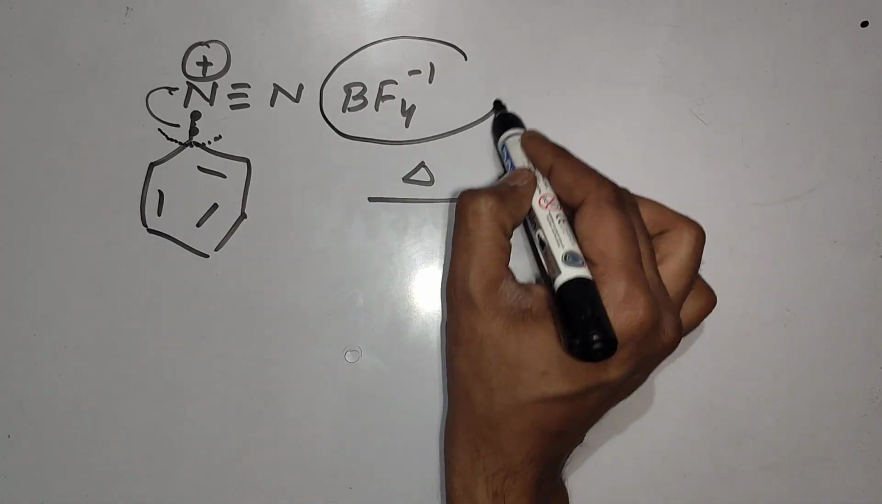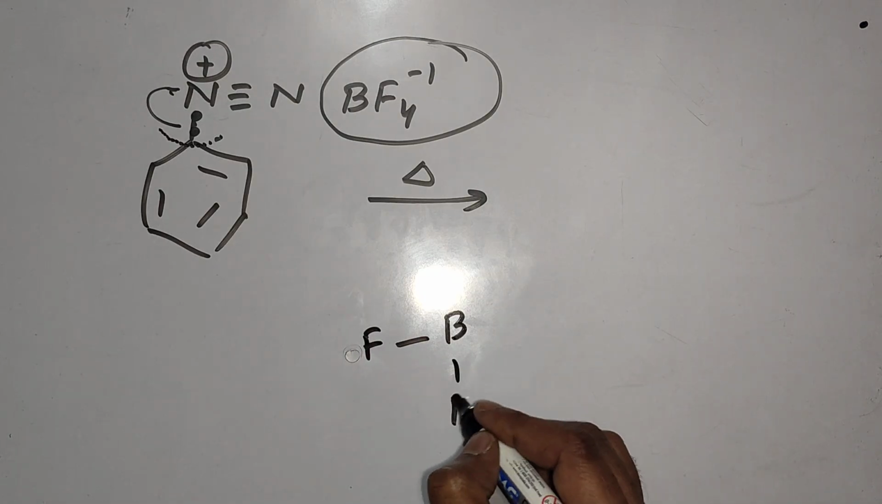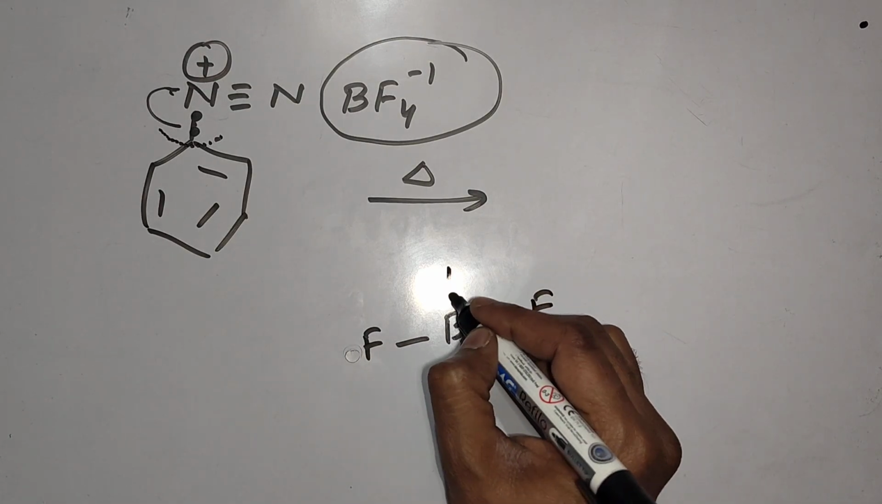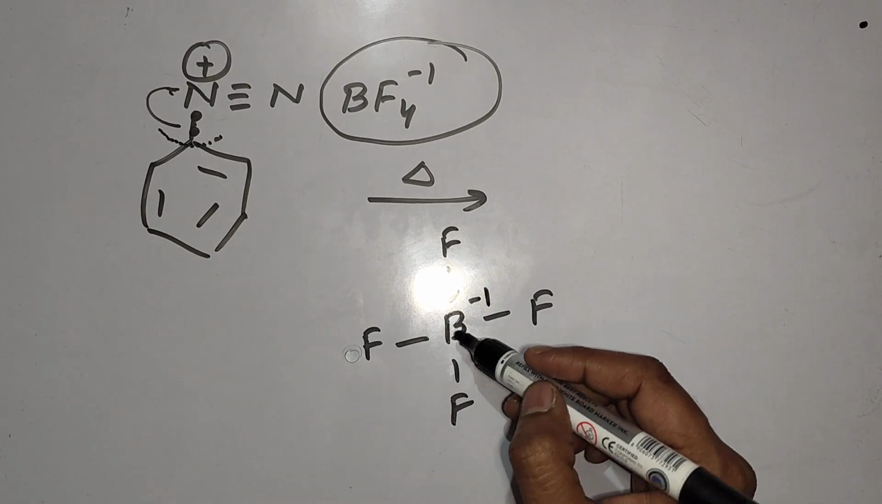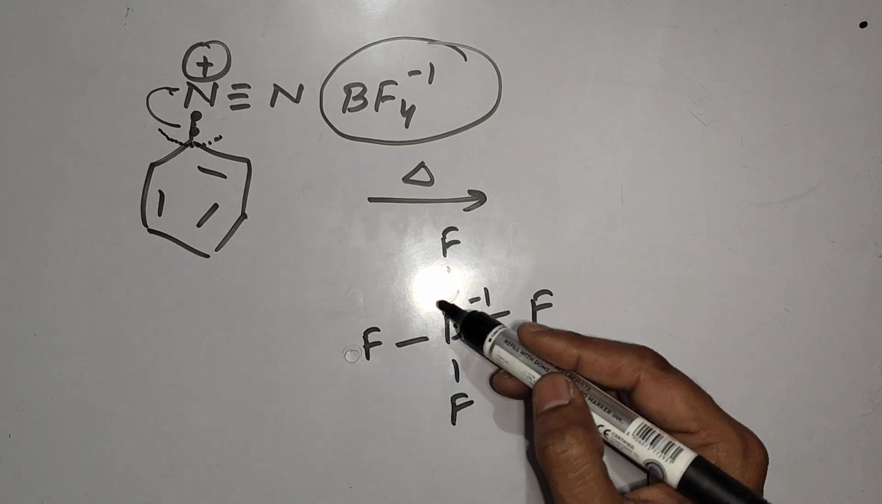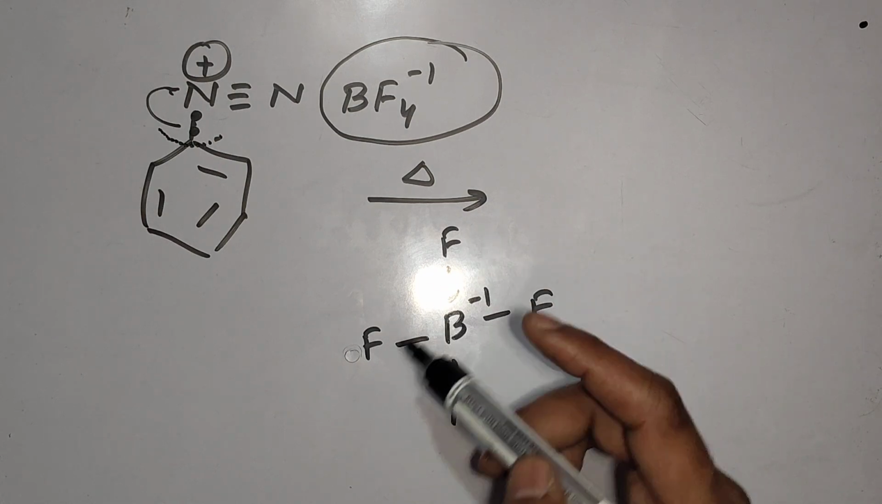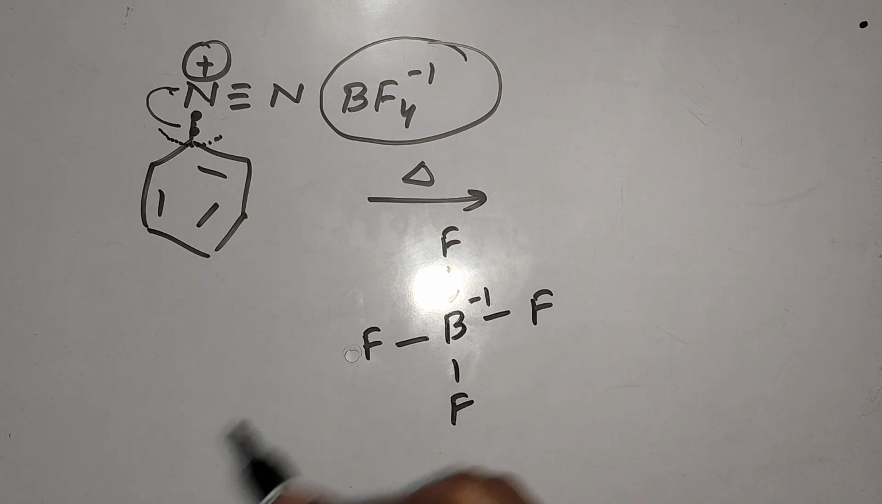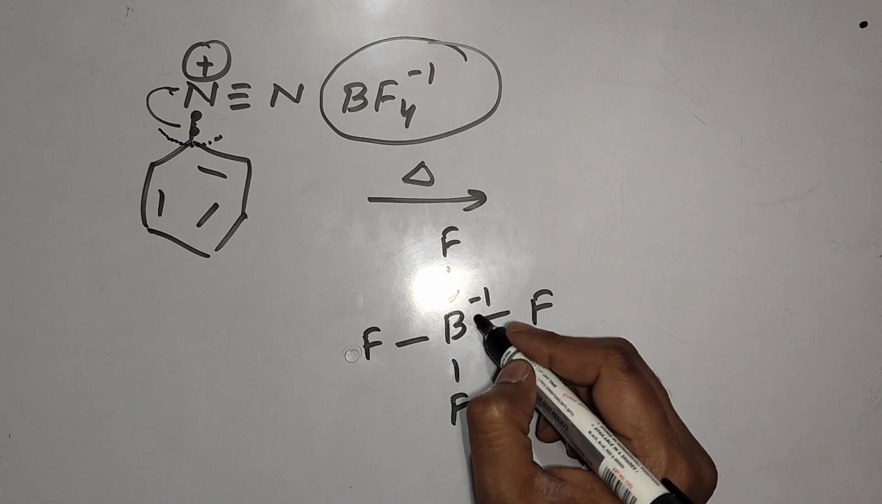And let's check about BF4 negative. What is BF4 negative? It is in this condition. This one. Around boron, we have 4 fluorines. Out of 4 fluorines, 3 are making normal covalent bonds and the 4th is making a dative bond. Due to that dative bond, this boron is getting a -1 charge.